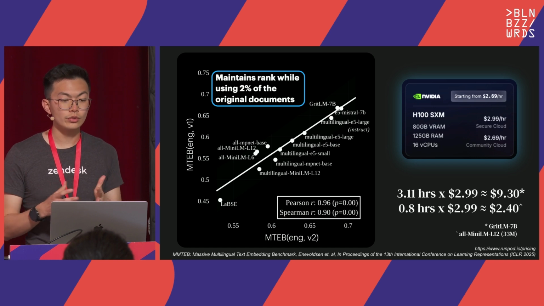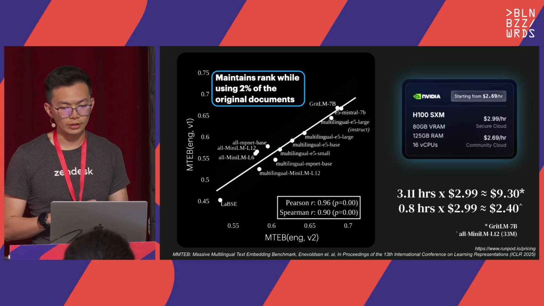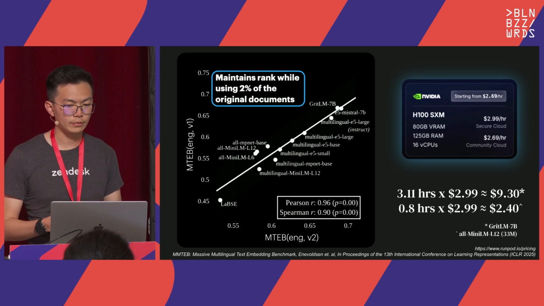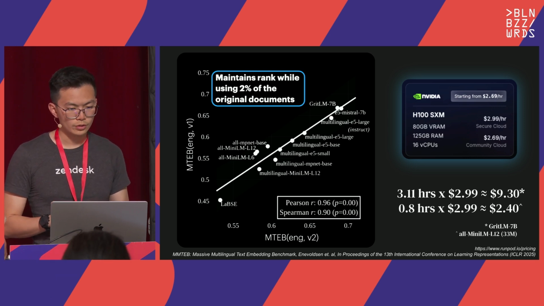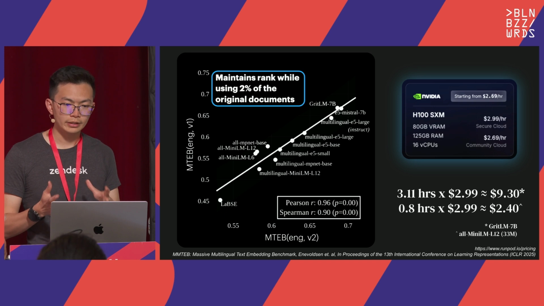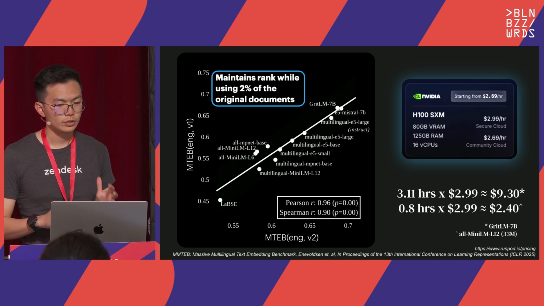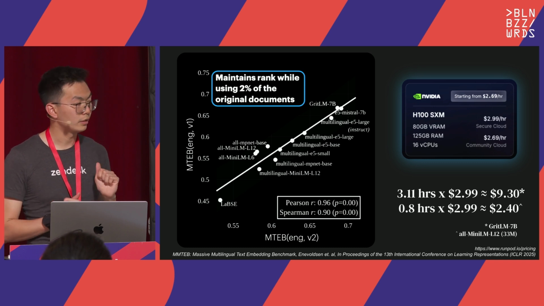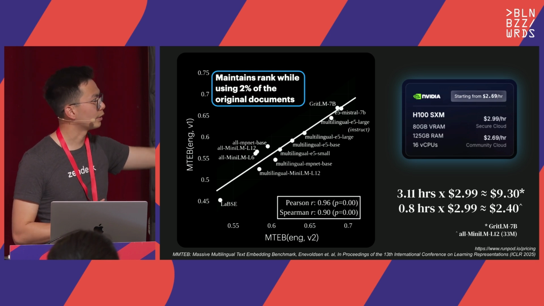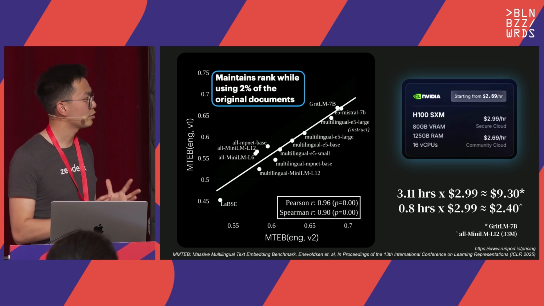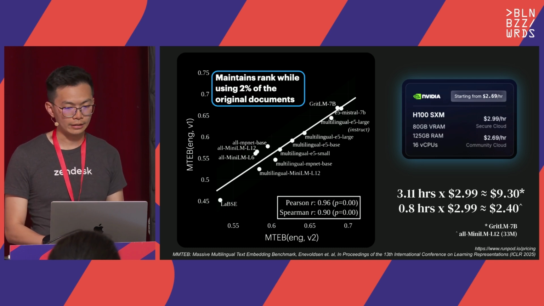And as a result, the new MTEB English benchmark only uses 2% of the original number of documents while maintaining model rank. And the number of tasks also reduced to 40. So now the runtime for a 7 billion model is around 3 hours on an H100 GPU. I know that it's not entirely apples to apples, but when I tried to quote a price from another GPU provider, that translates to around $10, which is a huge reduction in compute requirements.